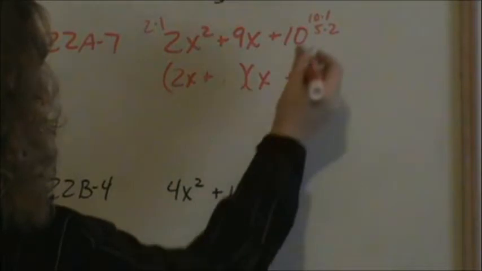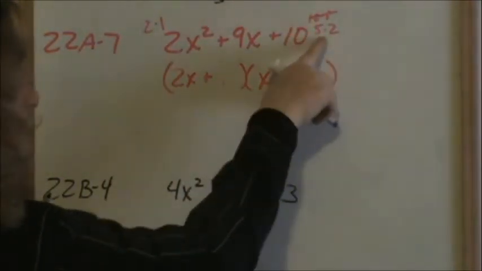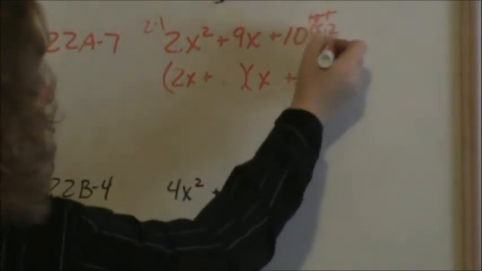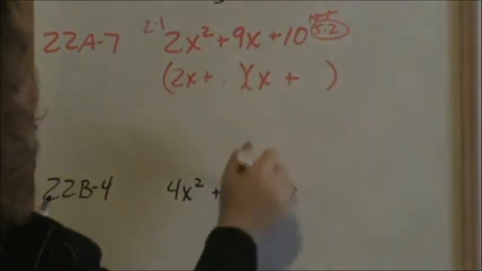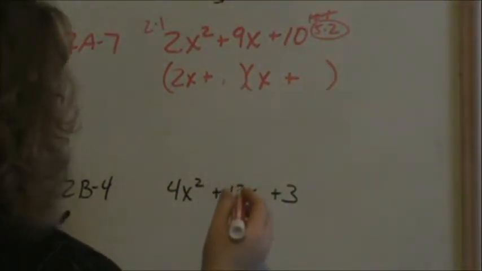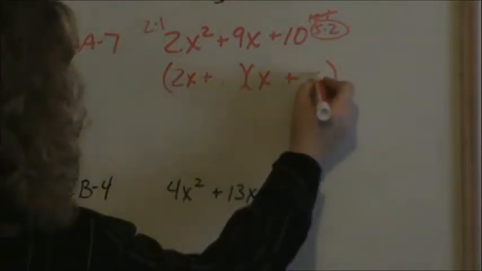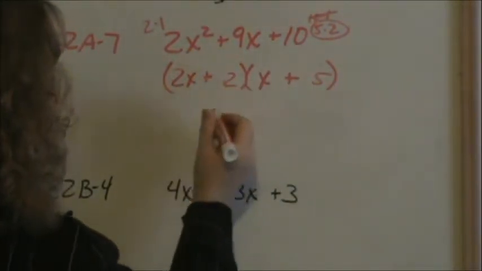So therefore we know that's not going to work. So we know we have to use 5 and 2. We just need to know which order, which places it needs to go. It does matter where your 5 and 2 go. So let's just say 5 here, 2 here.